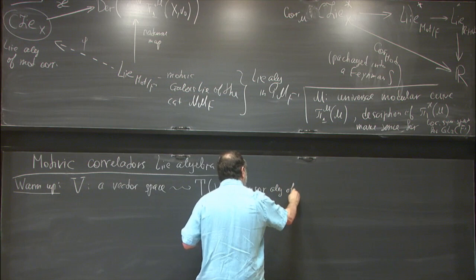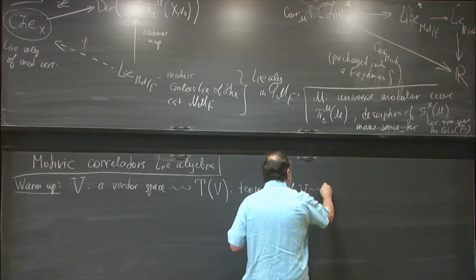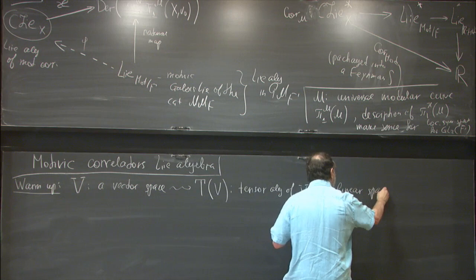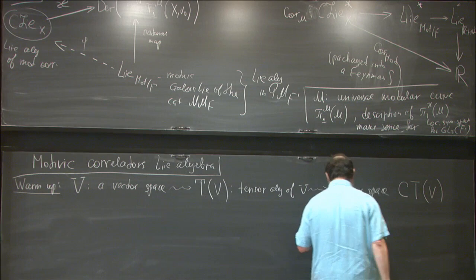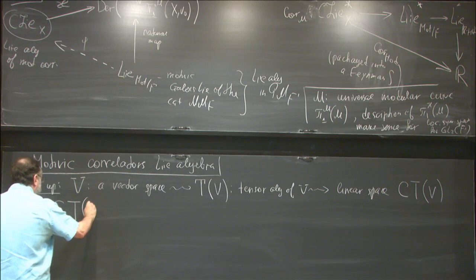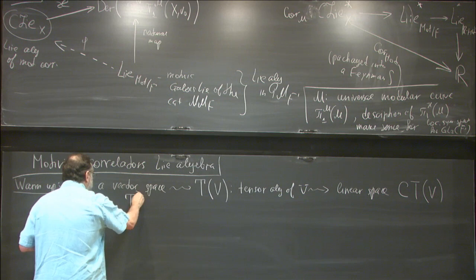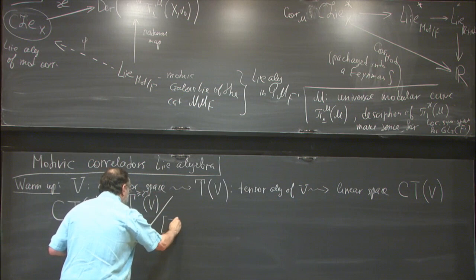And you can assign to this a linear space, which I call the cyclic tensor envelope of this vector space. Now, by definition, the cyclic tensor envelope of a vector space is this: I take tensors of all degrees bigger or equal to 2 and divide them by the ones which are given by commutators.